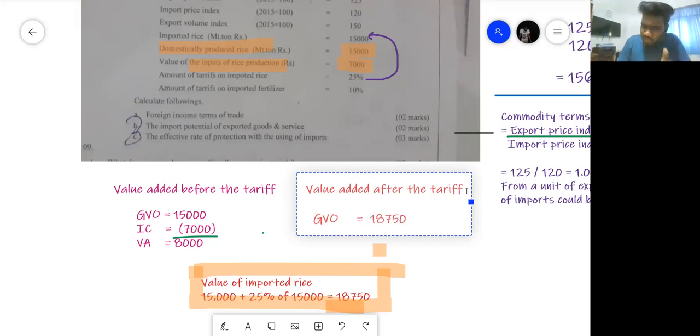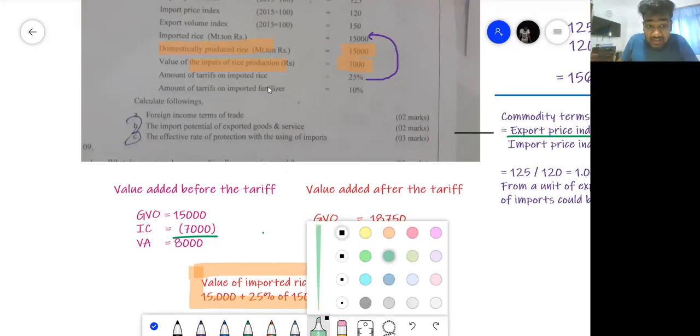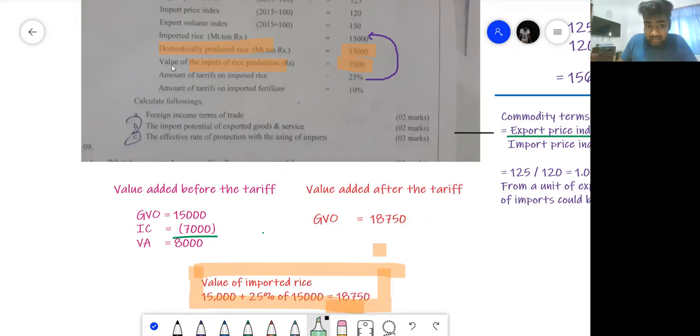So then, guys, not just that. There is also, look at this. They are not only taxing the final product, they are also putting a tariff on the fertilizer. Now, our domestic fellow is using some fertilizer. Here they are saying our domestic person is using inputs, right? Inputs of the rice production, 7,000. So for this 7,000, let's say the 7,000 is fertilizer. For this 7,000 also, government is putting a 10% tariff.